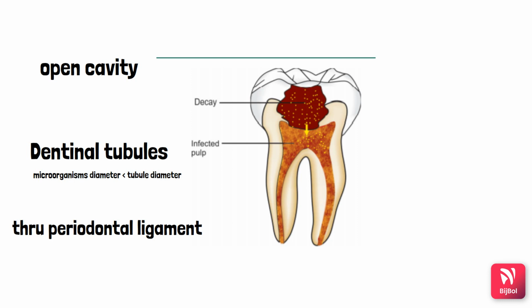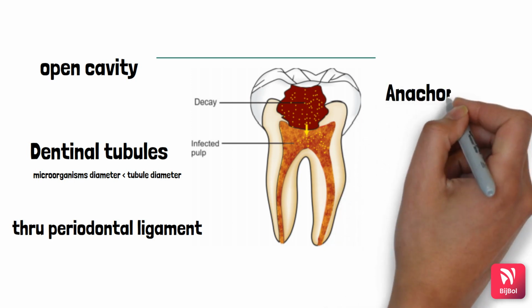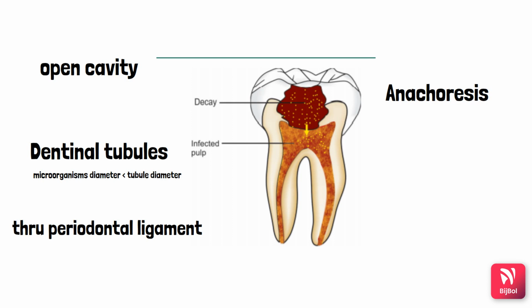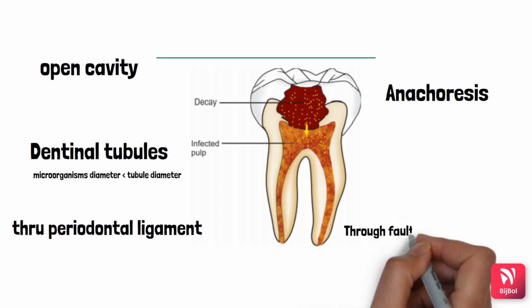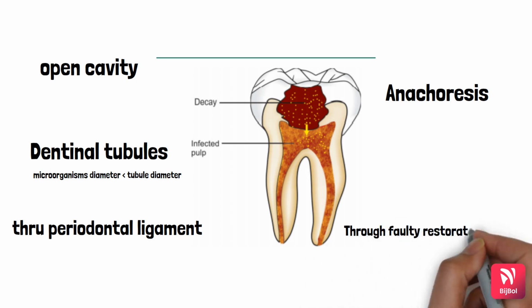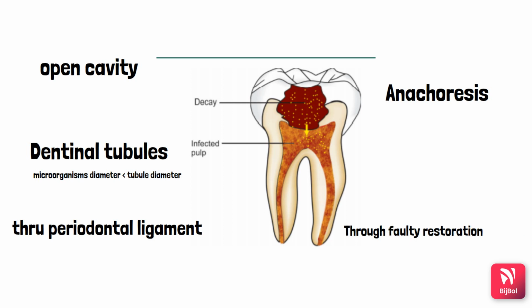Now we'll see what is anachoresis. It is the process by which the microorganisms are transported in the blood to an area of inflammation where they establish an infection. Next is through faulty restorations. Faulty restorations with marginal leakage can result in contamination of the pulp by bacteria.